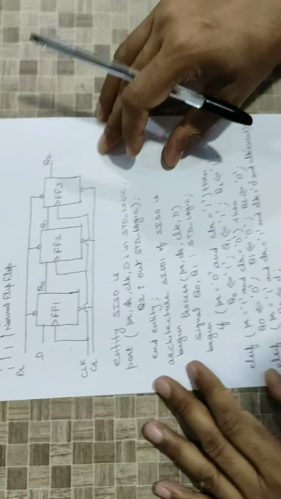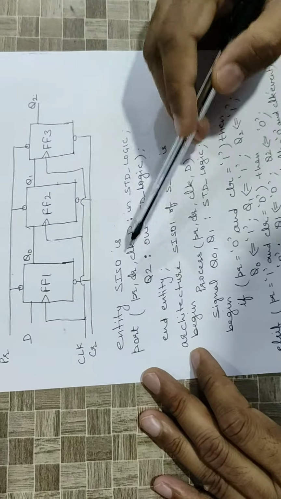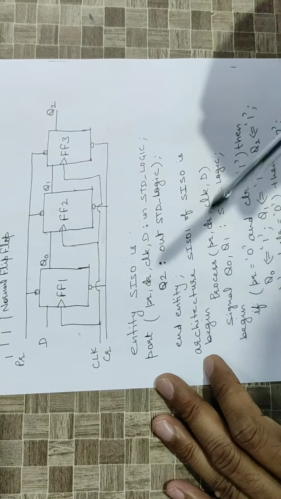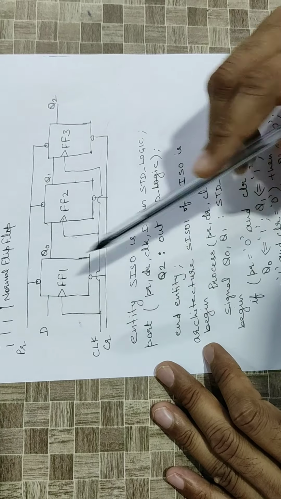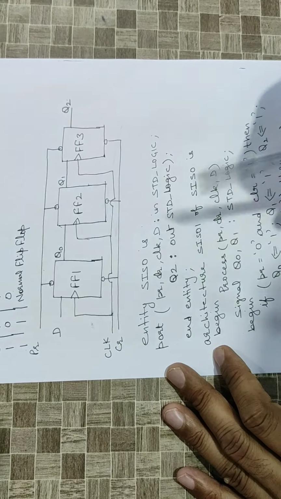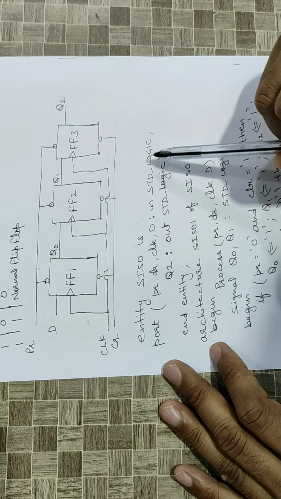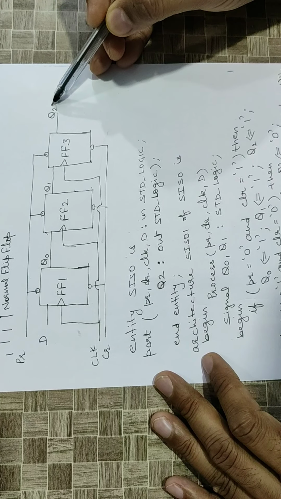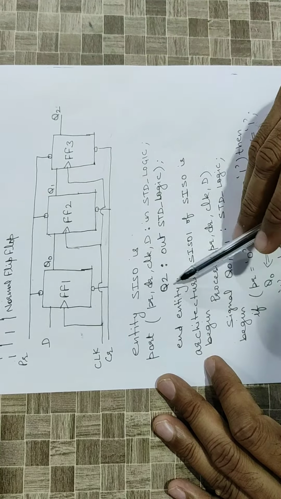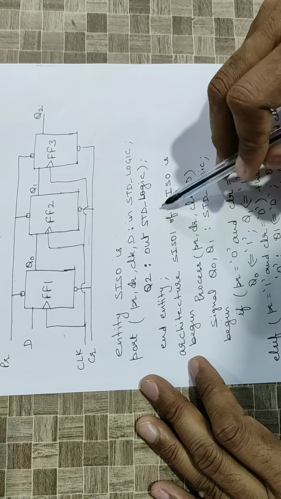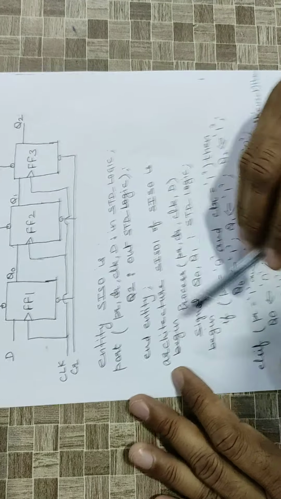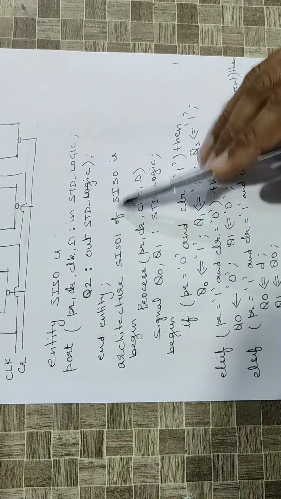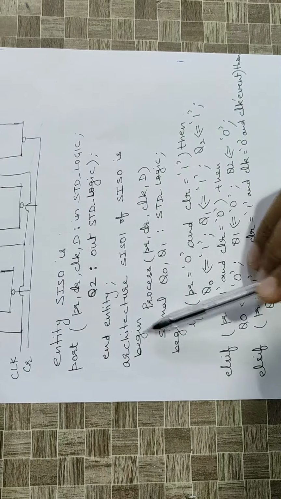Now talking about the program entity, the name of the entity is port. Here we have all the inputs as 1 bit: preset, clear, clock and D. So these will be of type std_logic. We have a single output Q2 from the third flip-flop, so I am taking Q2 as out std_logic. End entity. Architecture SISO of serial in serial out is begin.